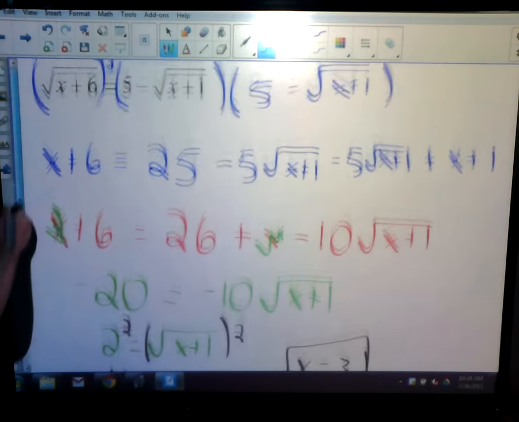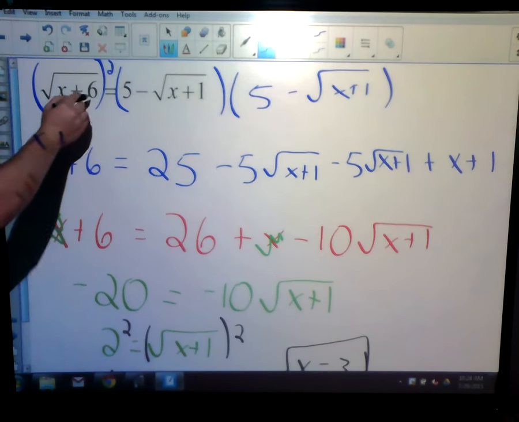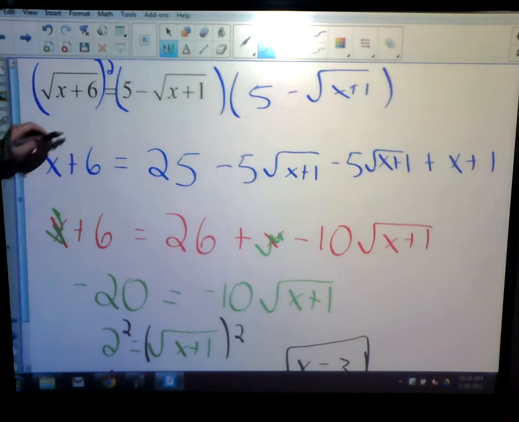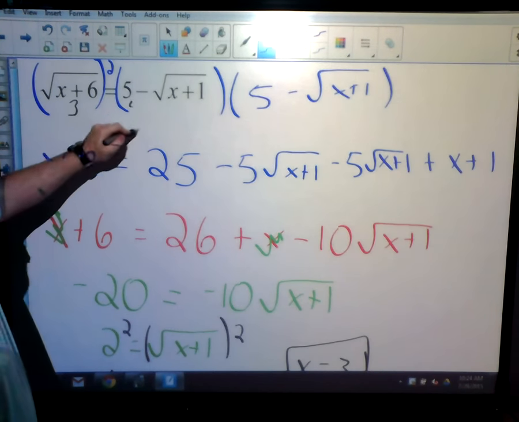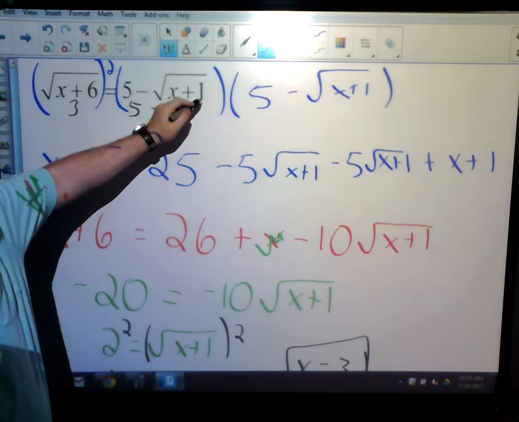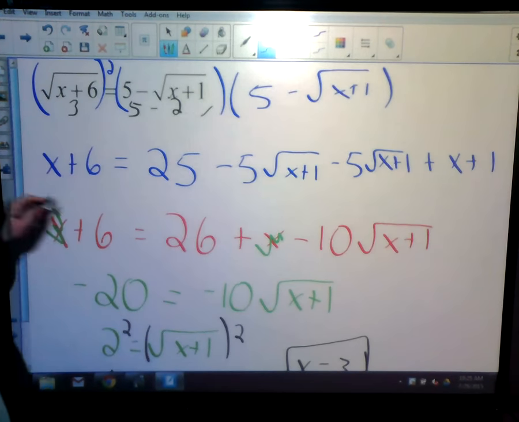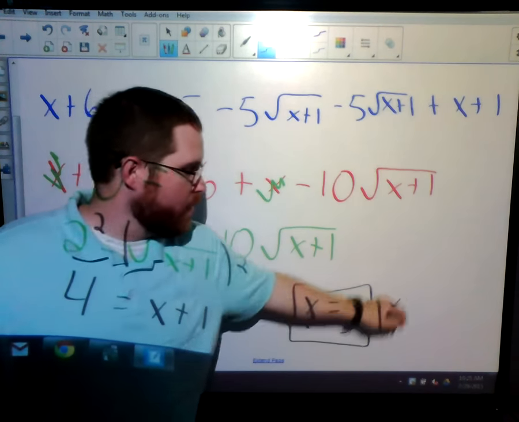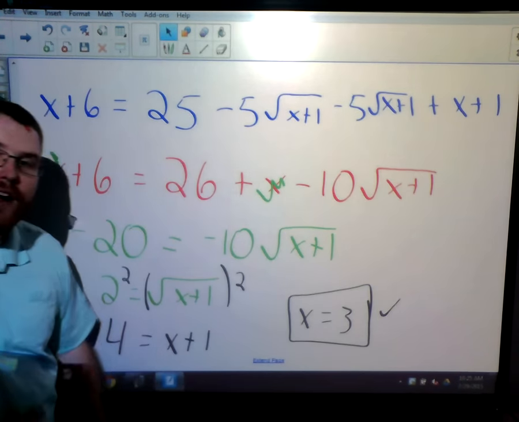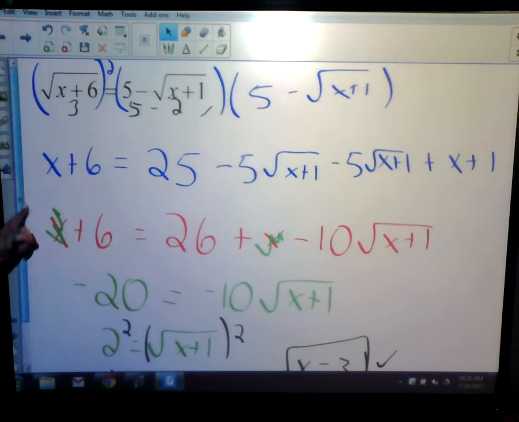Let's check our answer. 3 plus 6 is 9. That's 3. This is 5 minus 3 plus 1 is 4. Square root of 4 is 2. 3 equals 5 minus 2. That works. That works. So see here, I had to do this problem as two separate problems.